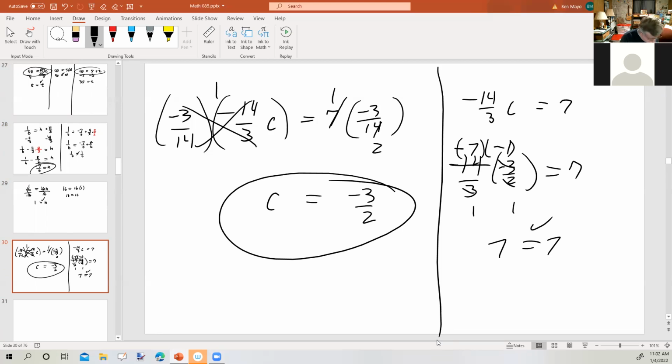Okay. Well, that's all I've got for today. So again, we've got the addition, the subtraction, the multiplication and division properties of equality. When you're using the multiplication and division properties, you can't multiply both sides by 0. You can't divide both sides by 0.